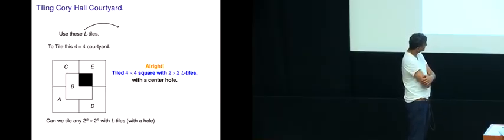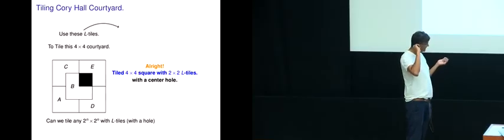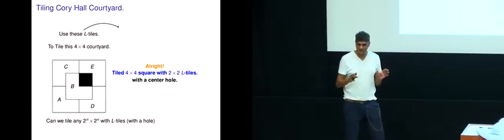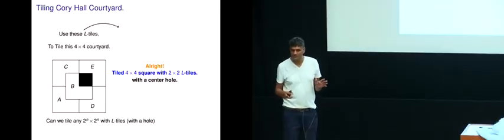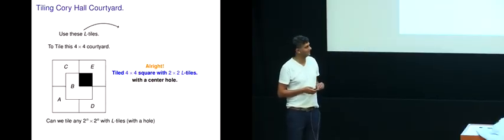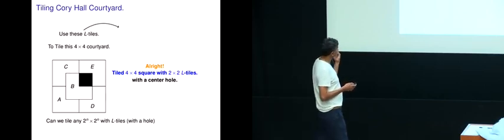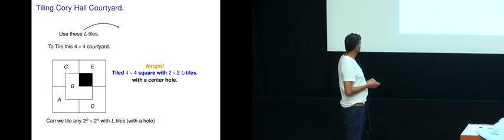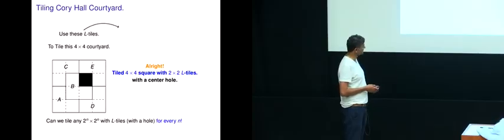Can we tile any 2 to the n by 2 to the n courtyard with L tiles, with 1 hole? We're going to leave a hole. Why do we have to leave a hole? Why can't we fill it all up? Now I want to do it for every n. So this is going to be induction, but you want to think about why we want to have a hole. Why wouldn't we have 2 holes? I guess you will always have less than 4 holes, but maybe. Okay, so it has to have 1 hole.